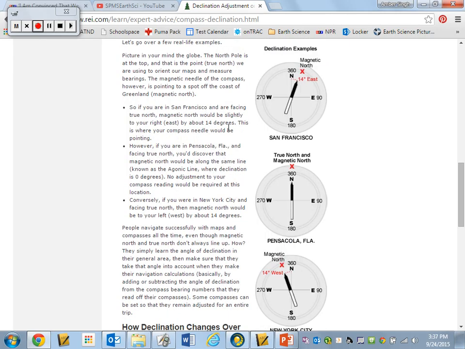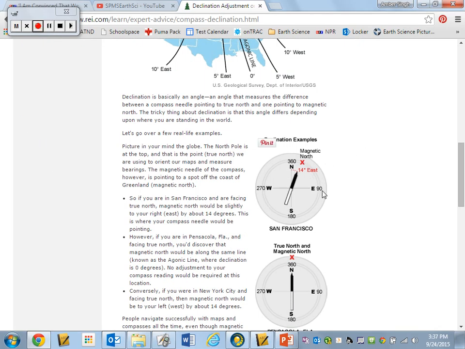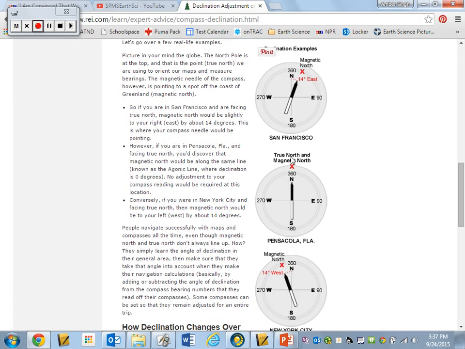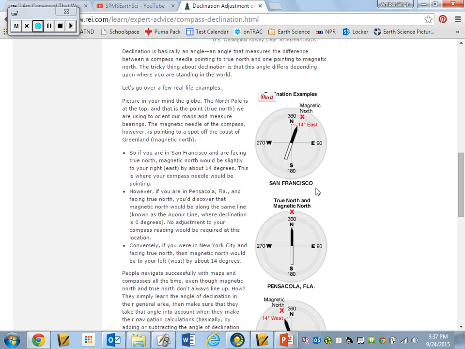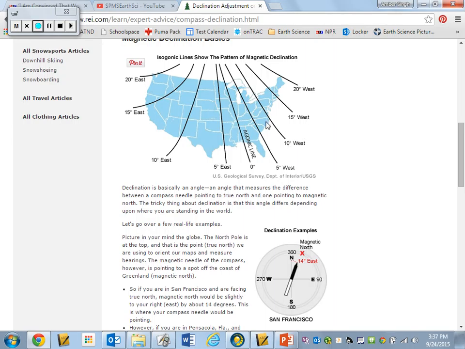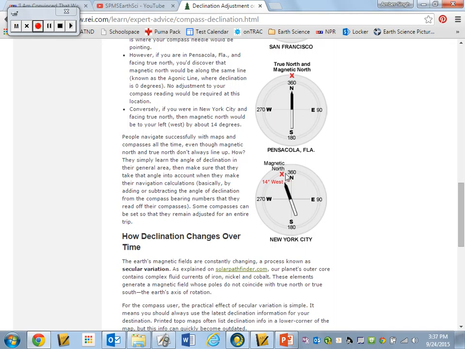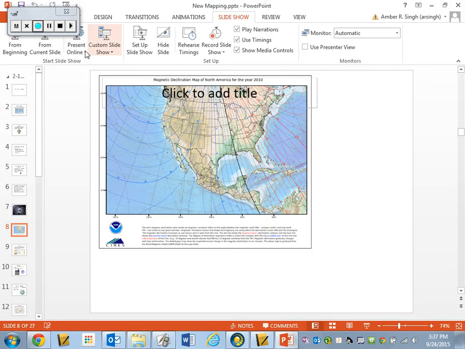So just to show you here, if you lived in San Francisco, which is about 14 or 15 degrees to the east, you would adjust your compass needle to about 14 degrees from the north on your compass. If you were in Pensacola, Florida, which is at that 0 mark, you just go straight on, that's super easy. New York City is 14 degrees west, and it looks like Richmond is still around 10, maybe 9 degrees to the west. You would need to make sure you knock it a little bit this direction instead. So hopefully that makes sense to you.